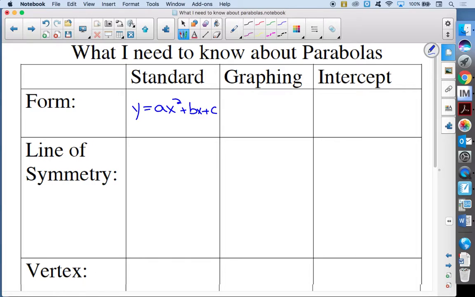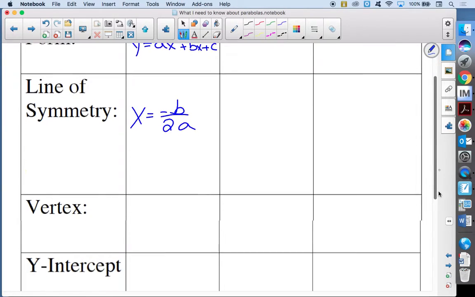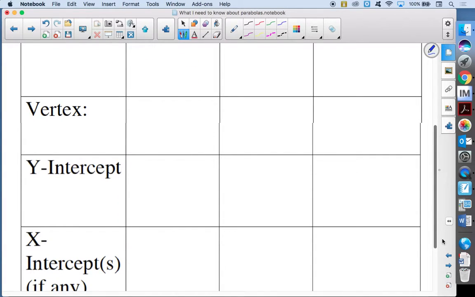The line of symmetry or axis of symmetry is negative b divided by 2a. And again, we just went over that. The vertex, the x value is also negative b divided by 2a. The y you need to plug in to find the y. So you plug in x to find y. So at every number you're getting for the axis of symmetry, that's the x of the vertex, you plug that number in to find y.